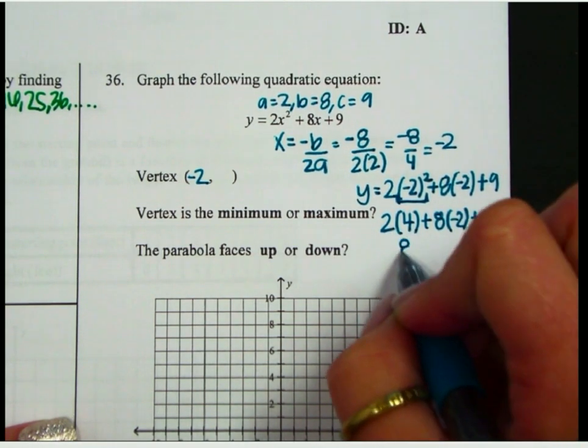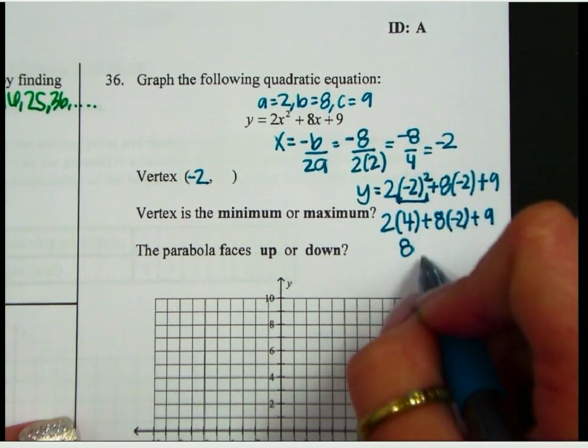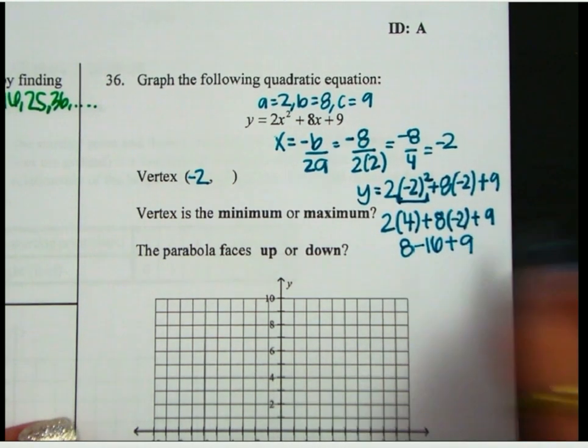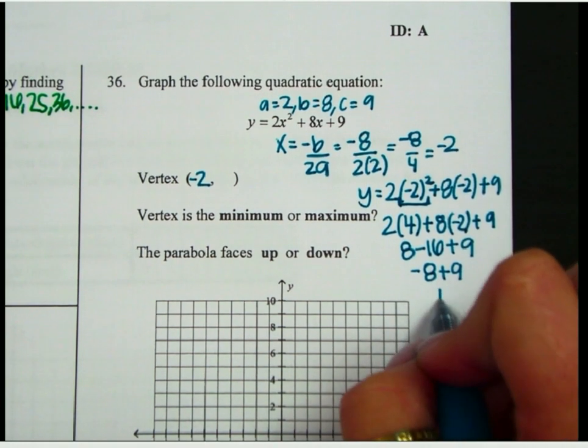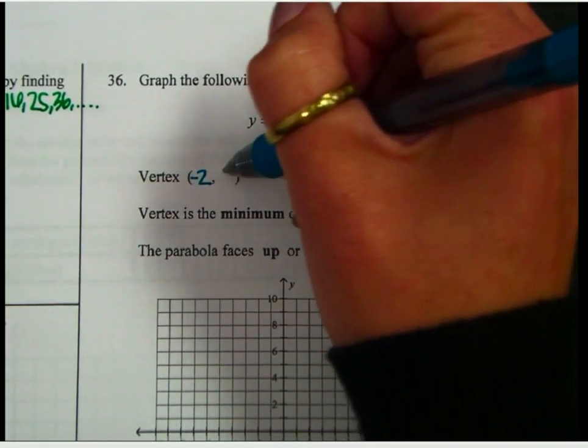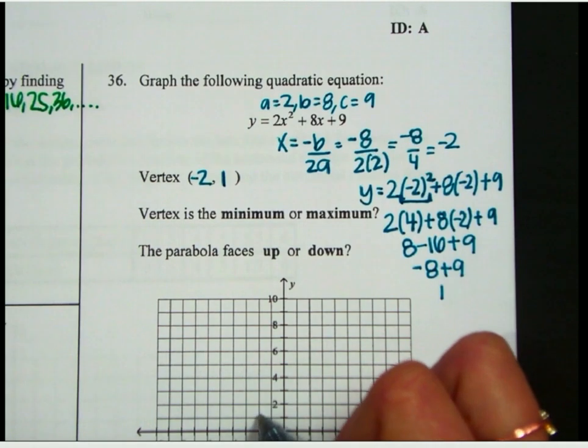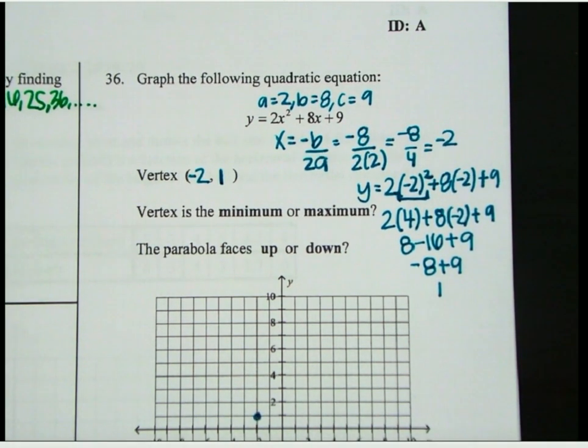2 times 4 is 8. 8 times negative 2 is negative 16. Copy down plus 9. 8 minus 16 is negative 8. And negative 8 plus 9 is 1. So negative 2, comma 1 is my vertex.